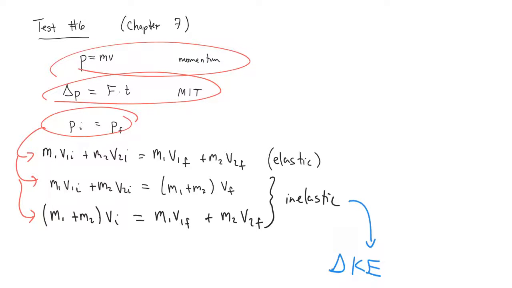So for an inelastic problem, the momentum is staying the same throughout the beginning and the end, but the energy is changing. Whereas in an elastic collision, the energy the system has to start will be the energy the system has to end. Again, there will be no energy loss in an elastic collision.